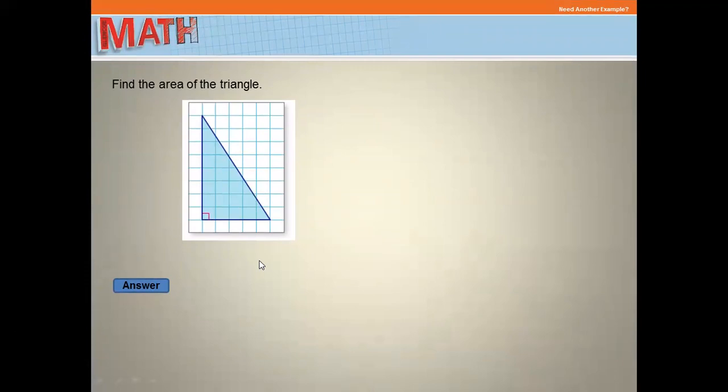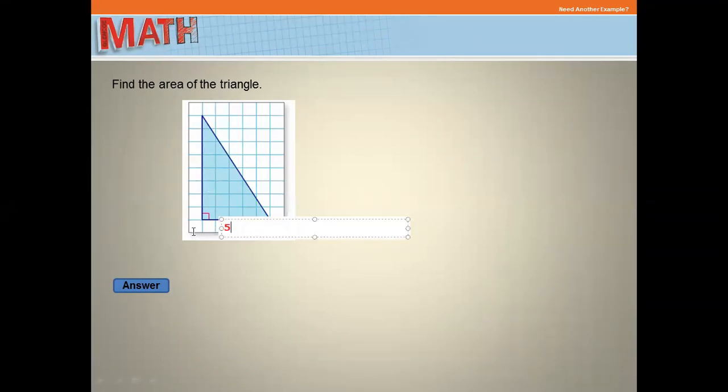How to find the area of this triangle? First of all, I want to count the base and the height. Is this the base? No. The base and the height are perpendicular to each other, forming a right angle. So this is the base and that is the height. First, let's count together. How many units for the base? 1, 2, 3, 4, and 5. So the base is 5.